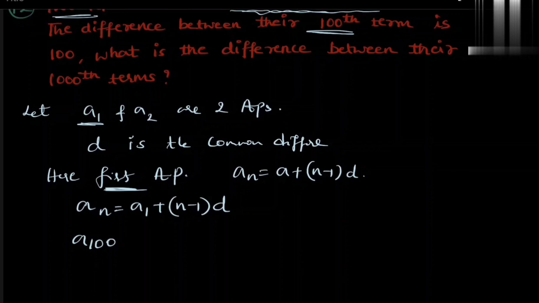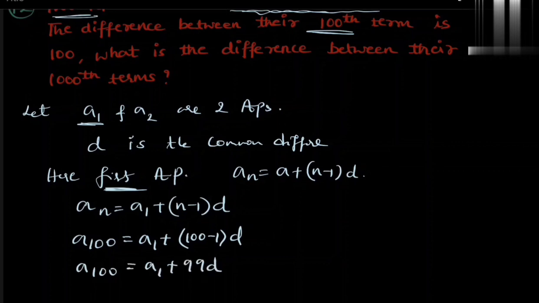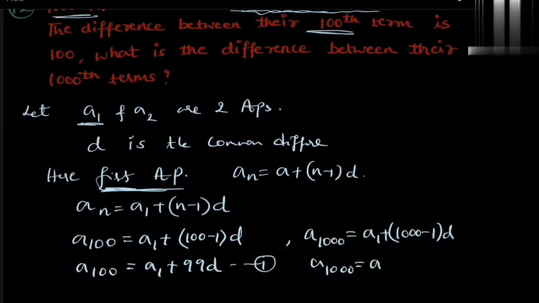100 means the number of terms. Therefore A100 is equal to A1 plus 100 minus 1 into D. So here A100 is equal to A1 plus 99D. So this is equation 1. Again for the 1000th term of the first AP, it will be written as A1000 is equal to A1 plus 1000 minus 1 into D. So A1000 is equal to A1 plus 999D. So this is equation 2. For the first AP, the 100th term and 1000th term are there.